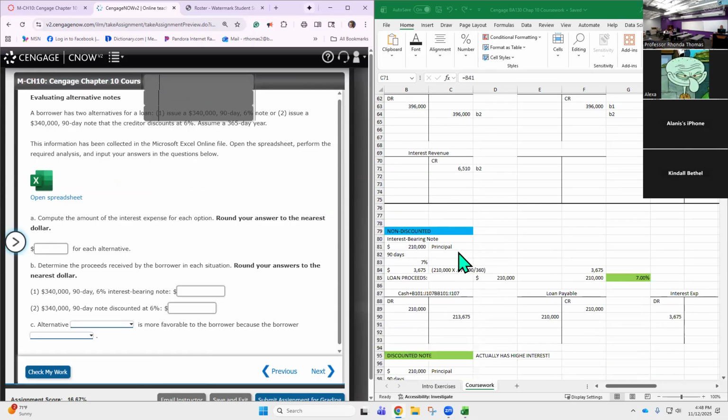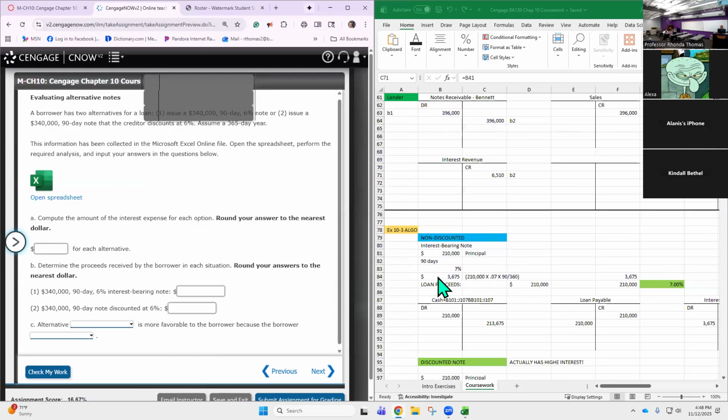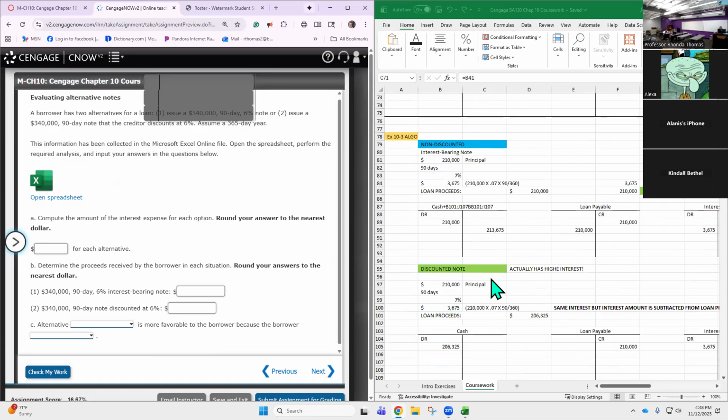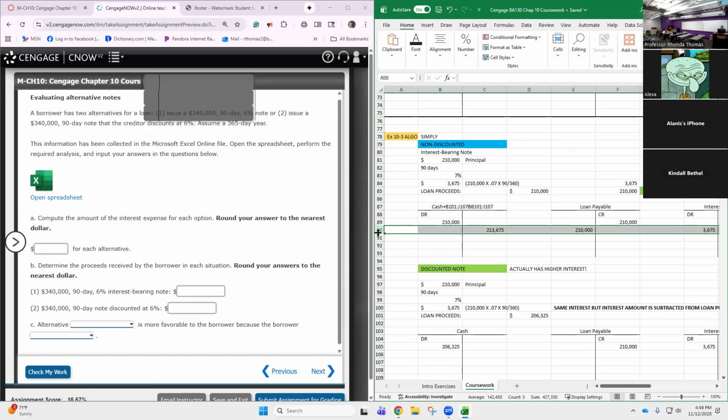Okay, so now we're ready to look at two different kinds of notes. One is called a simple note, which is what we just did. And the other one is called a discounted note. However you want to think about it, the interest is calculated the same.